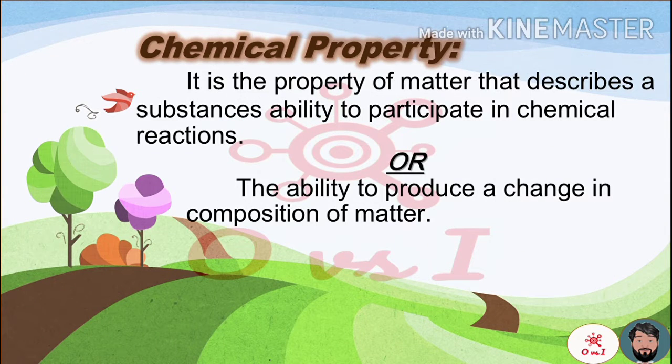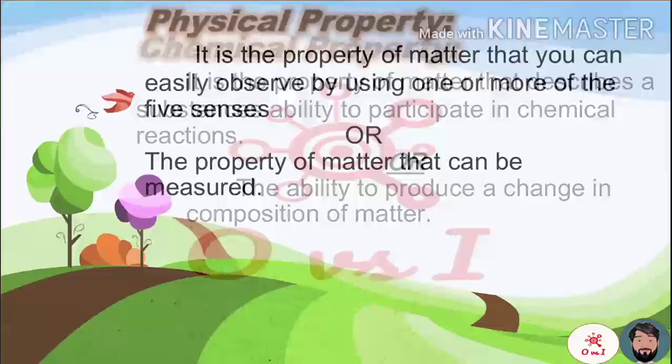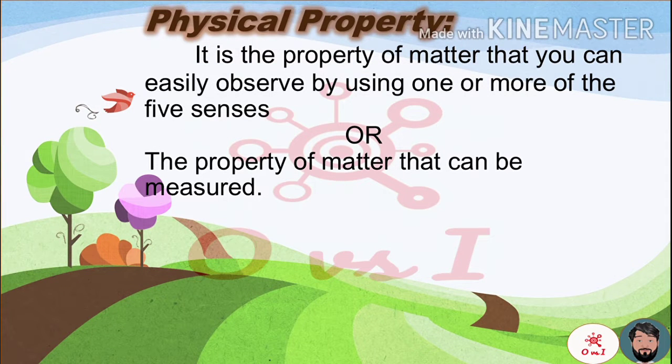The chemical property is the property of matter that describes a substance's ability to participate in a chemical reaction. Or in other words, you can say it is the ability to produce a change in the composition of matter. Whenever the composition of matter is changed, it is called the chemical property of that matter. We will see in a few minutes what chemical properties are. So let's go to the second property, that is physical property.